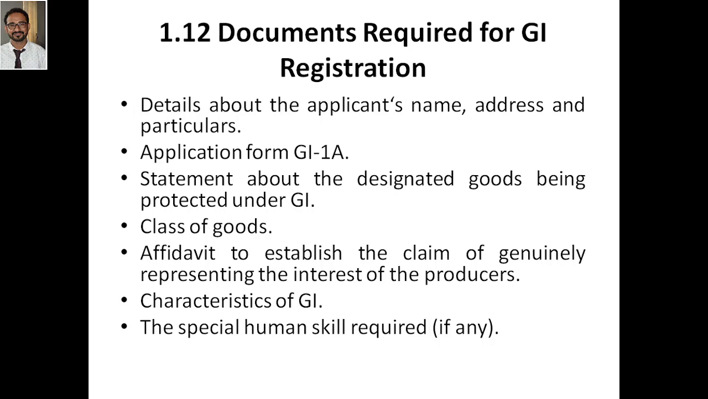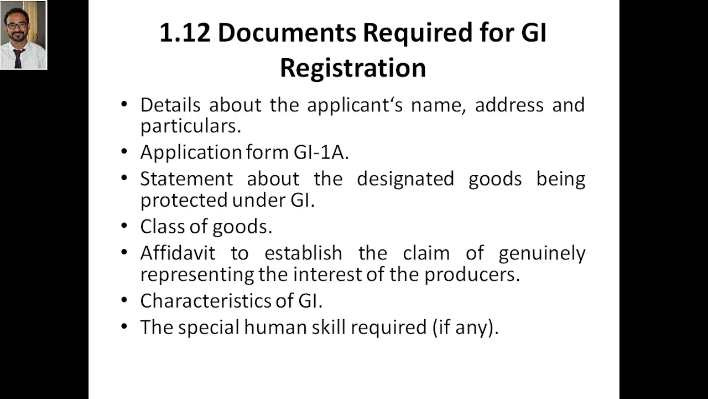Okay, so let's start with this topic, and again it is a very small topic. The details about the applicant's name, address, and particulars, whatever the different categories mentioned in the application form, everything you need to submit. All these details will be asked in the application form that we have to fill. So the application form for the Geographical Indication is called 1A, and that is what you have to take from the beginning.